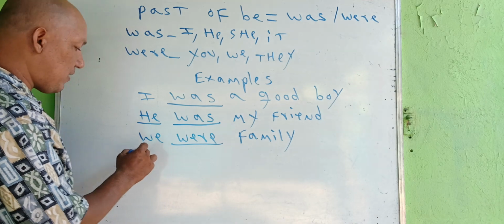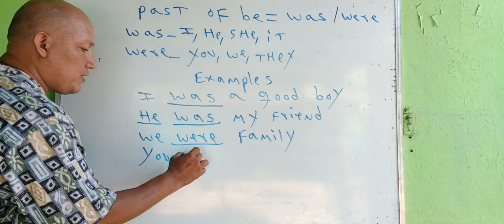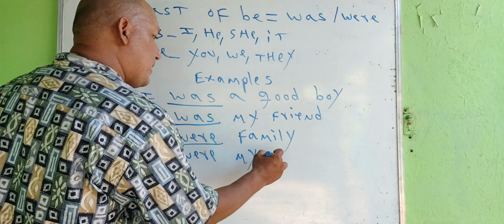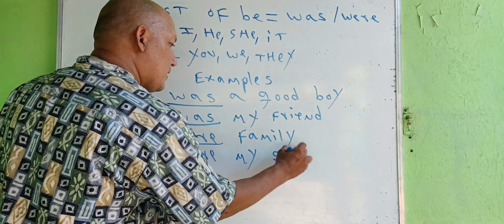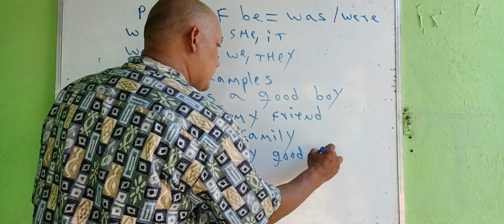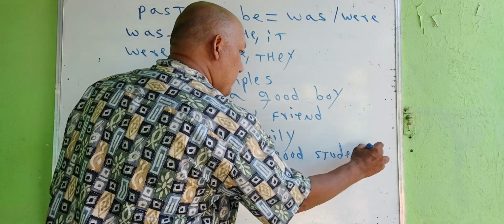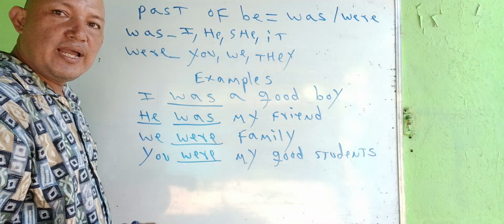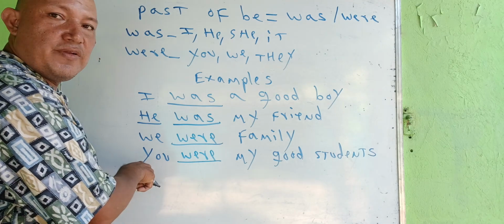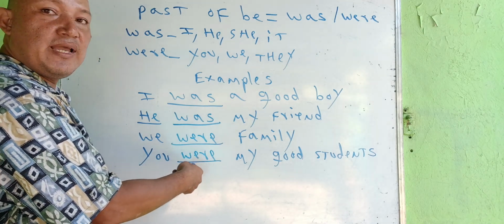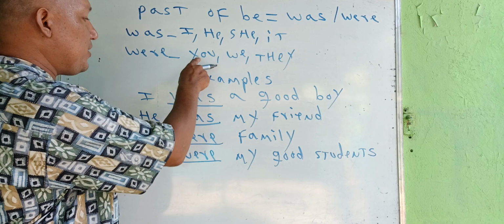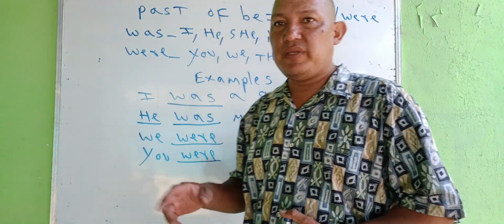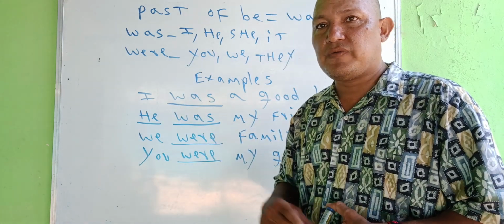Another example, you were my good students. You can see in this example why I have used were. Because I'm referring to you. For that, in this case I use were because I'm talking about you. This is the way we're going to use the simple past tense of the verb to be depending on the subject pronouns we are referring to.